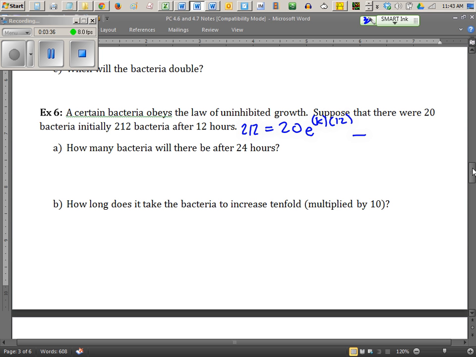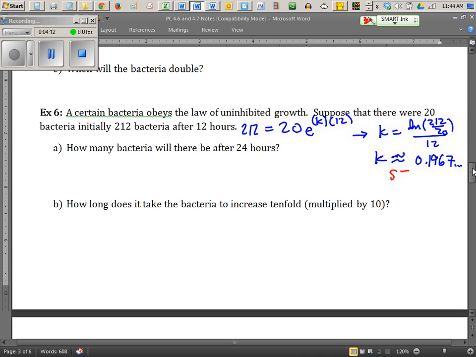Okay, so to solve this, you would divide by 20. You would then ln, and then you would divide by 12. So you're going to be able to get the k. You're just going to have to do ln of 212 over 20, over 12. Okay, so let's get the k. What is the k value? I need ln of 212 over 20, all divided by 12. I'm getting 0.1967, yada yada. And I think we should store this as k in our calculator memory.